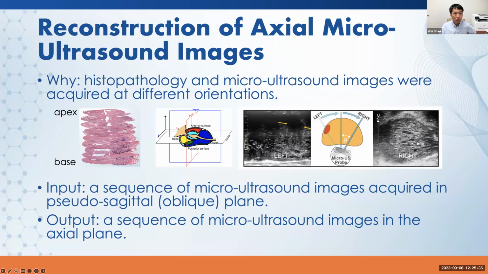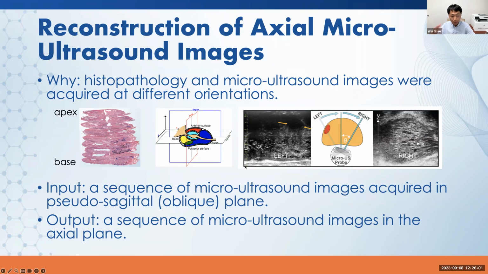And also, we need to do reconstruction of the micro-ultrasound images in the axial views. Why do we want to do that? Because micro-ultrasound and histopathology images are acquired at different orientations. So in order to do the registration, we have to make sure that they are in the same orientation. The histopathology stack is reconstructed from apex to base of the prostate, and the micro-ultrasound is from left to right in central view.